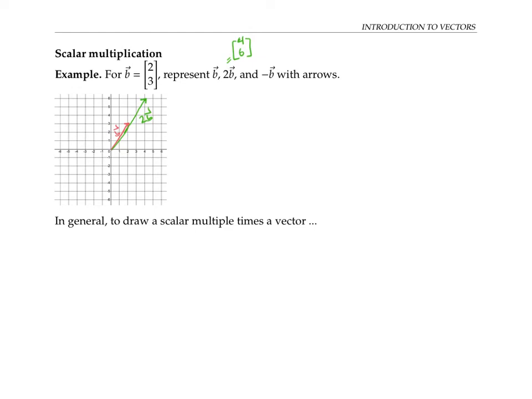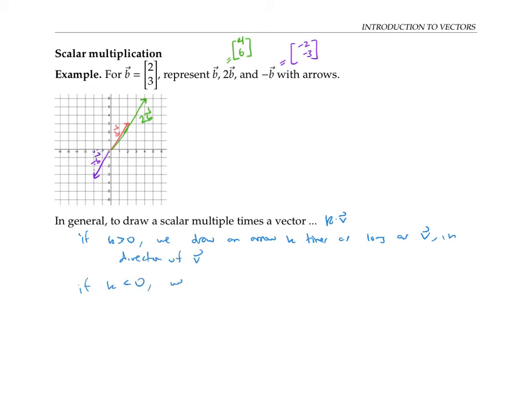The vector negative B will have components negative 2, negative 3. So it will have the same length as B but point in the opposite direction. And in general, to draw a scalar multiple times a vector, say k times v, if k is positive, we draw an arrow k times as long as v in the direction of v. And if k is less than 0, we draw an arrow the absolute value of k times as long as v in the opposite direction as v.